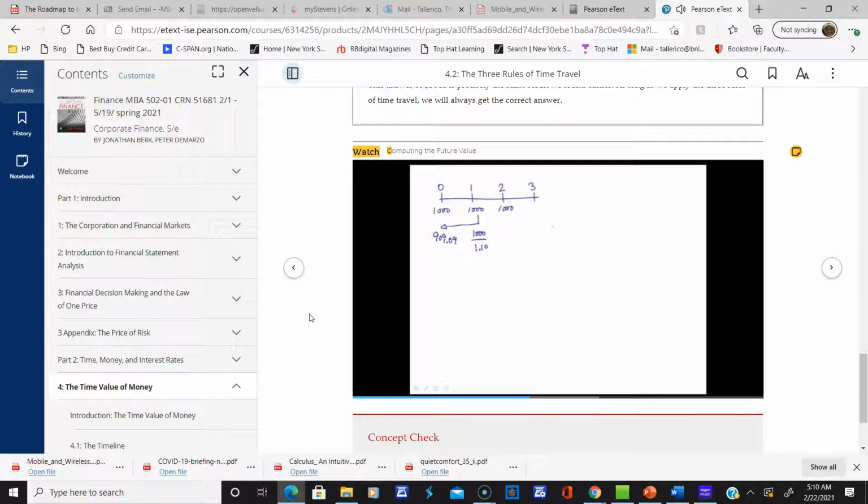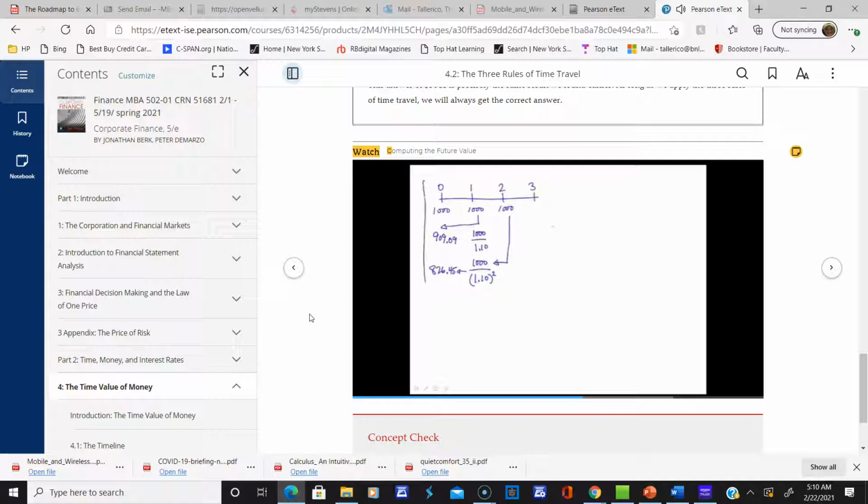You could do the same with the cash flow in 2 years. Now we have to discount it back 2 years, so it's $1,000 over 1.10, because that's 1 plus the interest rate of 10%, squared because of the 2 years. That gives us $826.45. And our answer passes the smell test because the present value of $1,000 received in 2 years has to be less than the present value of $1,000 received in 1 year. And it is. 826 is less than 909.